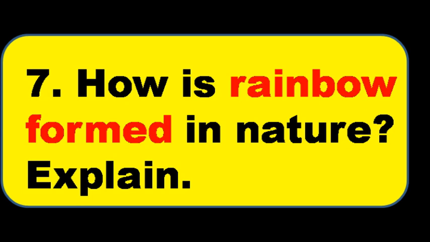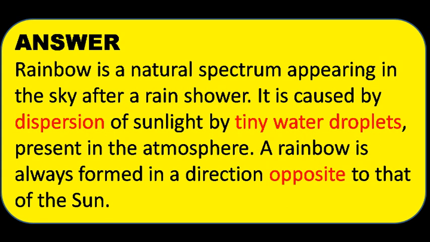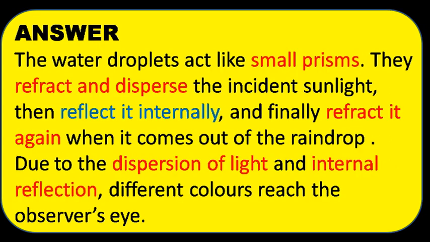How does rainbow form in nature? Explain. Rainbow is a natural spectrum appearing in the sky after a rain shower. It is caused by dispersion of sunlight by tiny water droplets present in the atmosphere. A rainbow is always formed in the direction opposite to that of the sun. The water droplets act like small prisms. They refract and disperse the incident sunlight and then reflect it internally and finally refract it again when it comes out of the raindrop. Due to the dispersion of light and internal reflection, different colors reach the observer's eye.